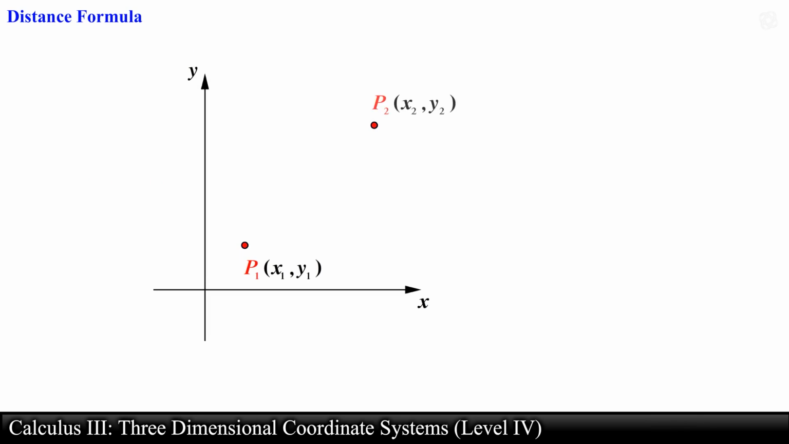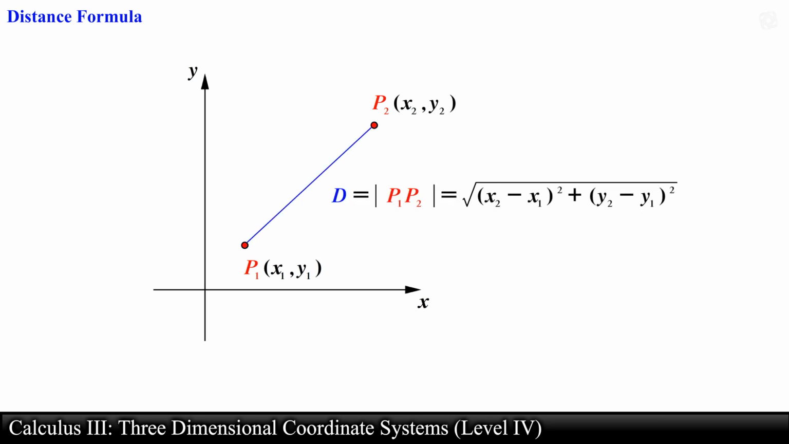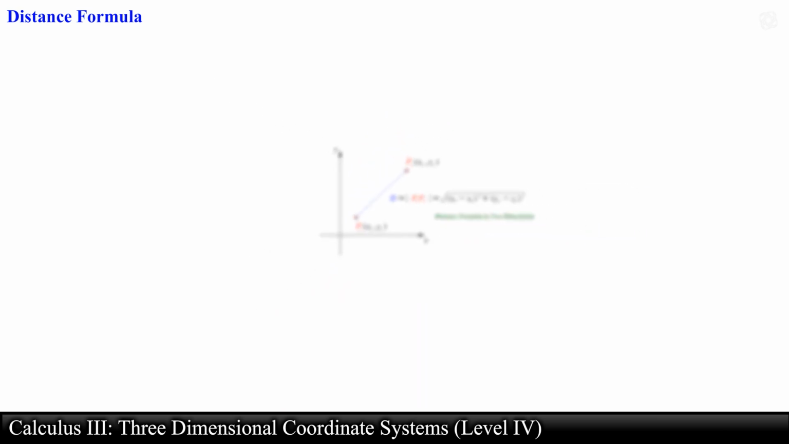Recall that in order to find the distance between 2 points, P1 with coordinates x1 and y1, and P2 with coordinates x2 and y2, in other words, the line segment from P1 to P2 in 2 dimensions, we use the distance formula, which was derived by using the Pythagorean theorem. In the same manner, the formula to find the distance of a line segment in space can be derived by using the Pythagorean theorem twice.